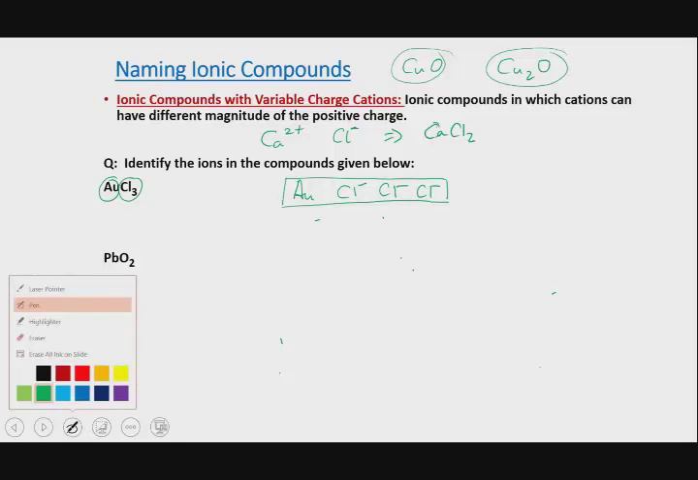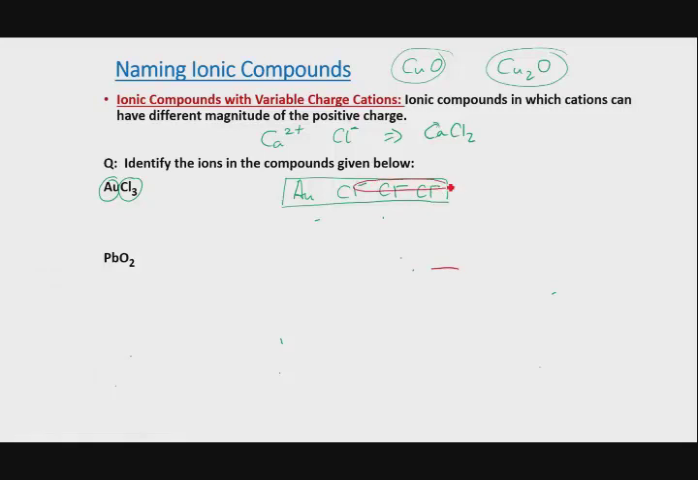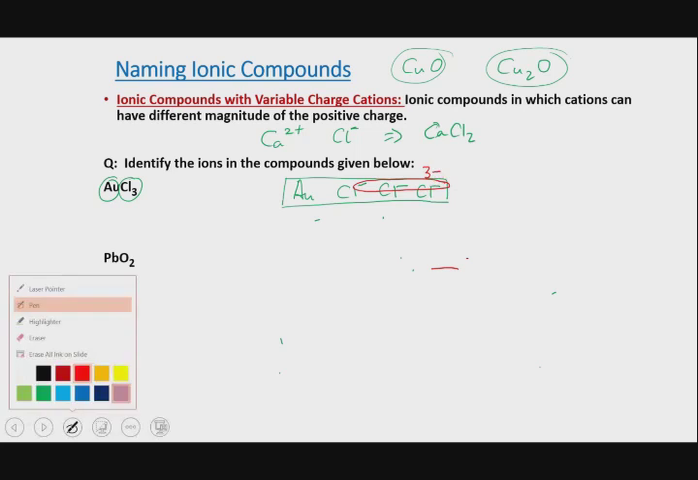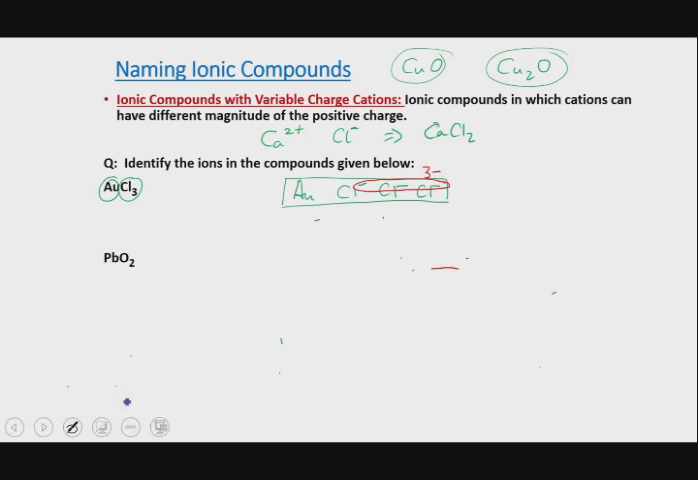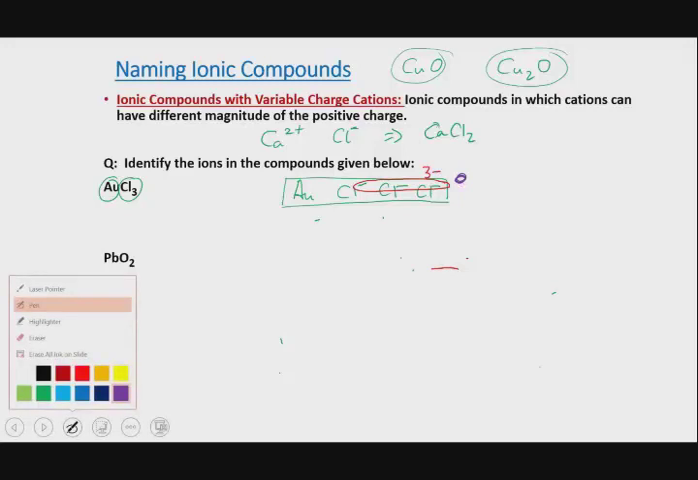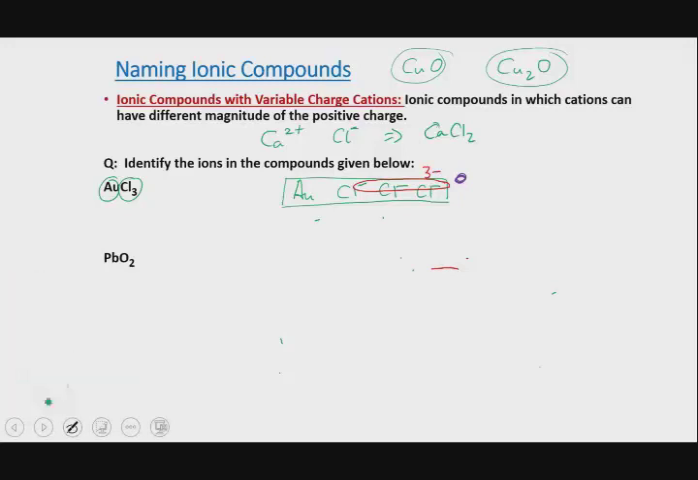So if that is the case, what is the total negative? 3 minus. Do you remember what is the total charge of the entire formula unit? Exactly, the net charge of the entire formula unit has to be 0. If that is the case, then what must be the charge on the gold ion in order to give us a neutral formula unit? Exactly. In this case, there's only one gold, so that gold ion has to have a charge of 3 plus.